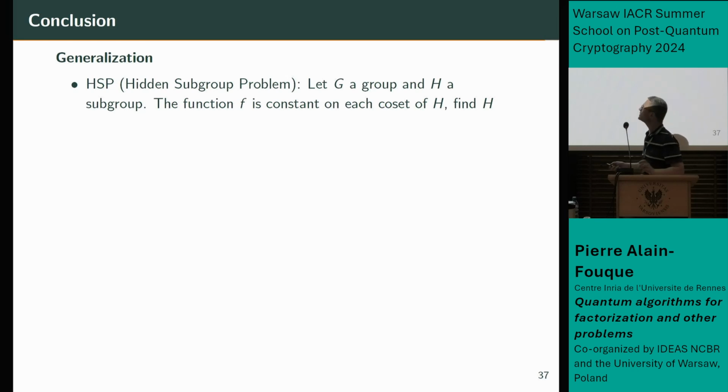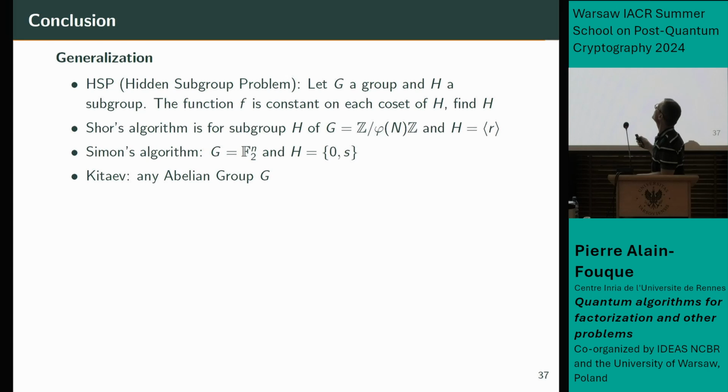Okay, so now let me conclude. There is one generalization of Shor algorithm, which is called the hidden subgroup problem. So the problem is: let G be a group and H a subgroup. Let's assume that you have a function that is constant on each coset of H. And the goal, in fact, is to find H. This is very convenient, because you can more or less rephrase everything that we did with Shor algorithm in this case.